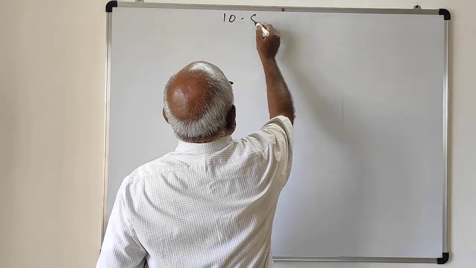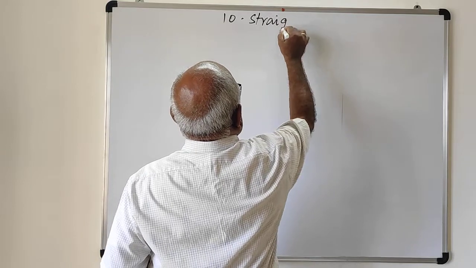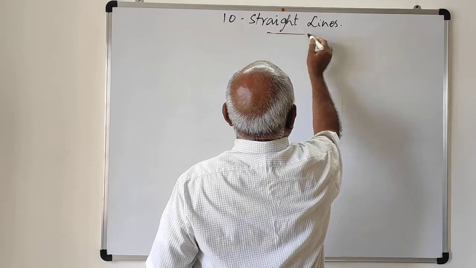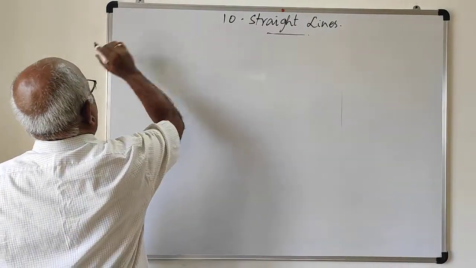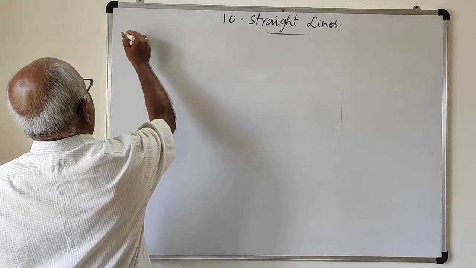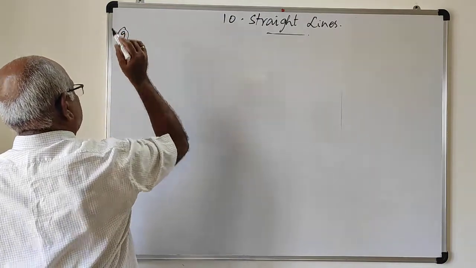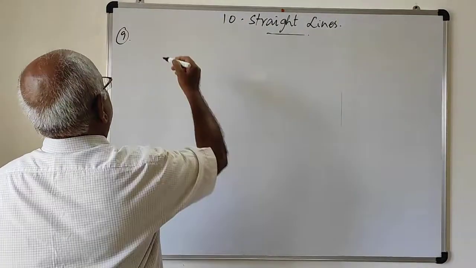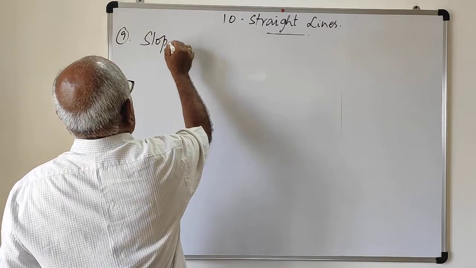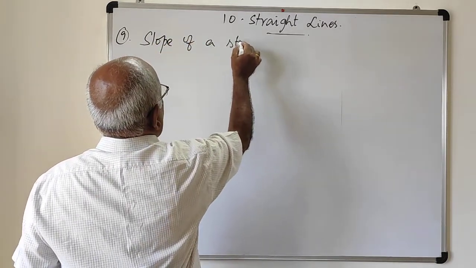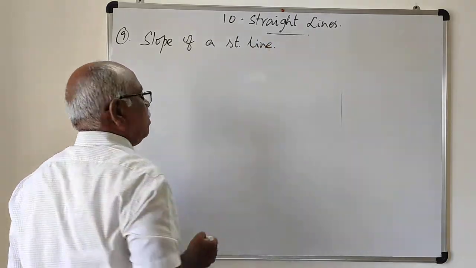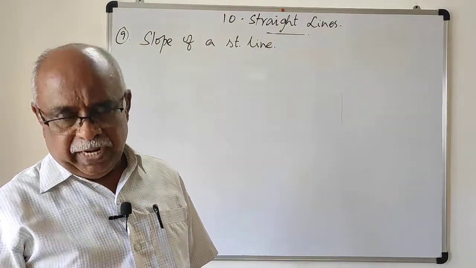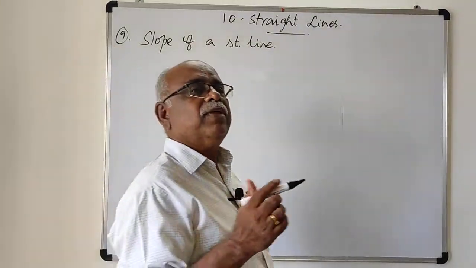Chapter 10, Straight Lines. Important formulae. Some 8 results I have given you in my previous video. The 9th result is slope of a straight line. Slope of a straight line means the angle made by the straight line in the positive direction of the x-axis.